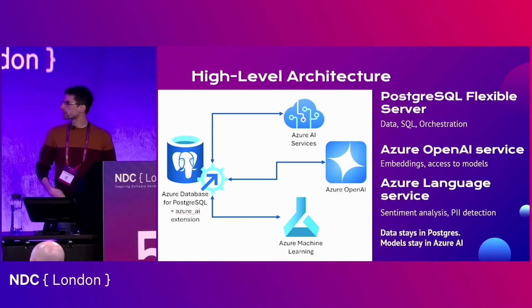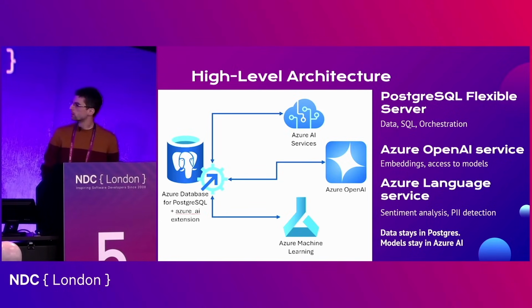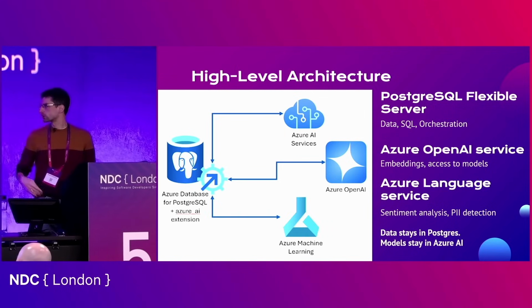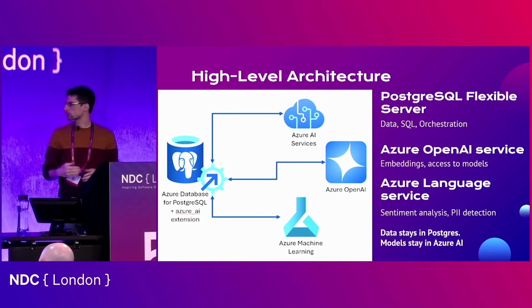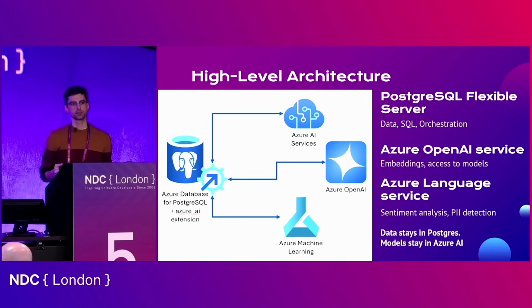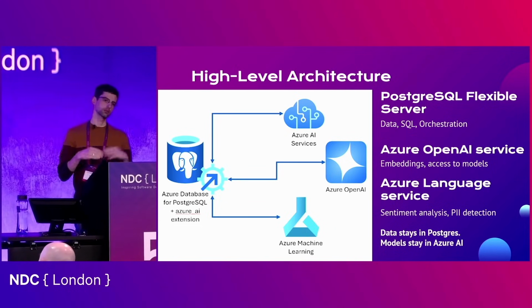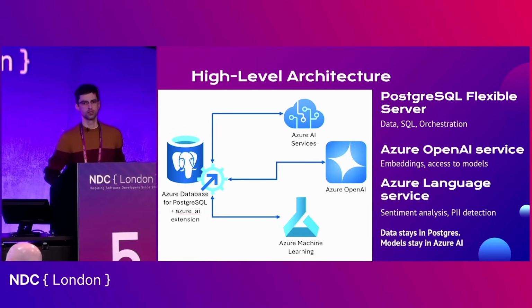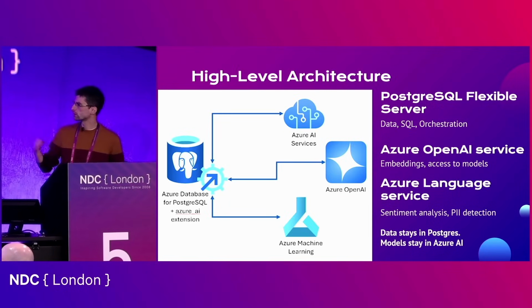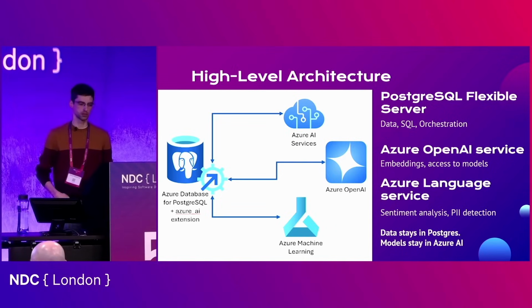So Azure OpenAI gives us access to models and vector embeddings. Azure AI services, or Azure Language Services, which is the new name, gives us sentiment analysis, document summarization, PII detection, and also many other services that you can look up in the Azure documentation. These are just a couple of examples.